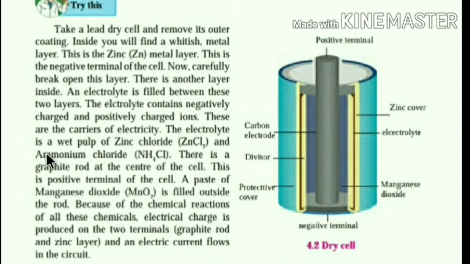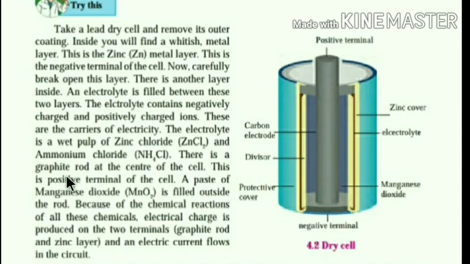The electrolyte is a wet pulp of zinc chloride, chemical formula ZnCl2, and ammonium chloride, NH4Cl. So you remember this formula: the wet pulp of electrolyte is made from zinc chloride ZnCl2 and ammonium chloride NH4Cl.